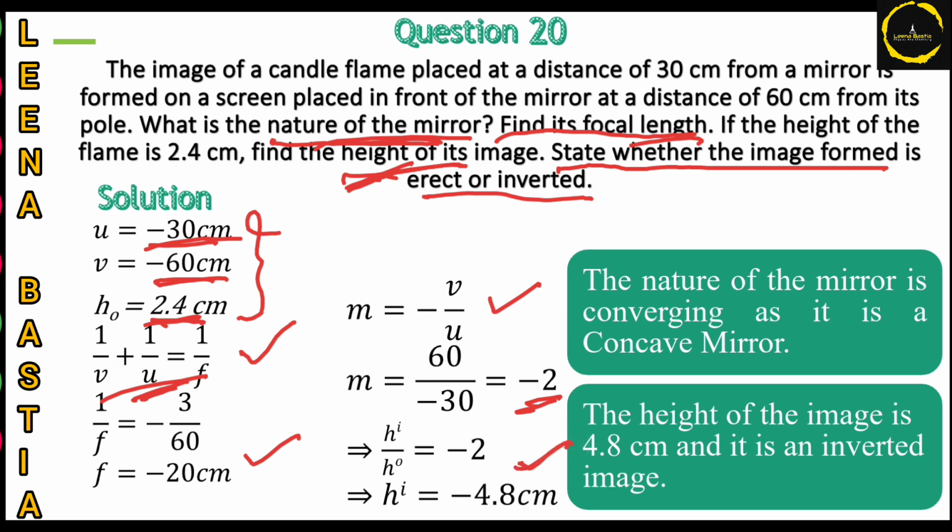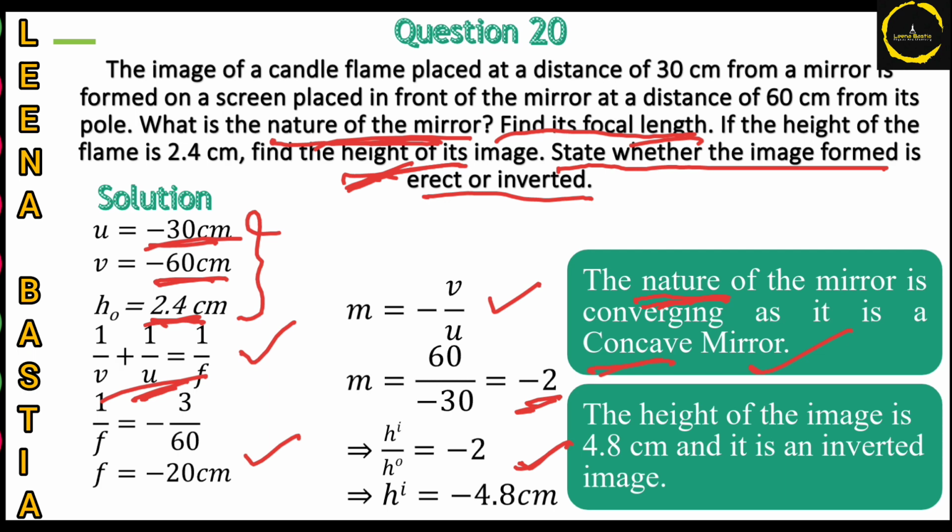Now let us answer one by one. What is the nature of the mirror? That means what type of mirror it is. If the question asked just what type of mirror, you could directly write concave mirror. But it is asking about the nature of the mirror, so you have to write whether it is a converging one or a diverging one. We know that a concave mirror is converging. So you need to write: the nature of the mirror is converging, as it is a concave mirror. You have to write like that.